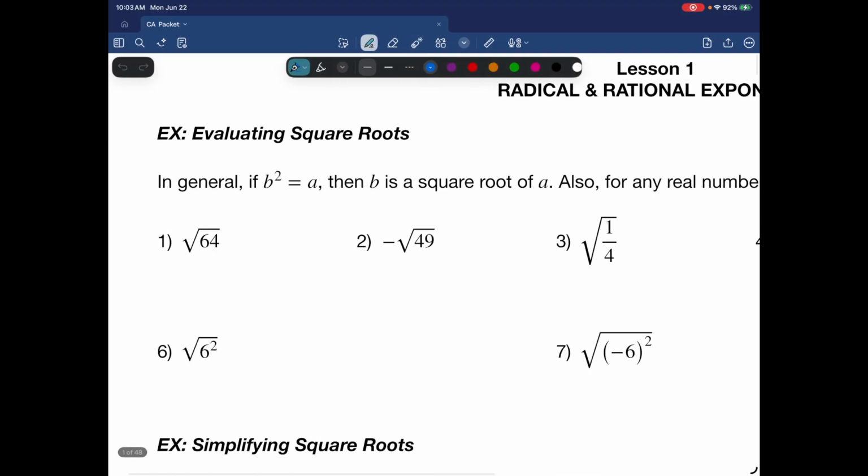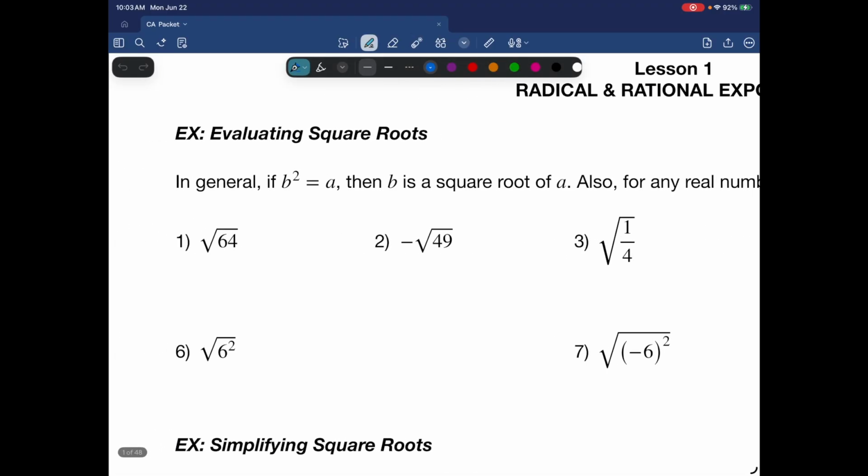All right, so let's get into this. So the square root of 64 is 8. The square root of 49 is 7, but because that negative is on the outside, my answer is going to be negative 7.